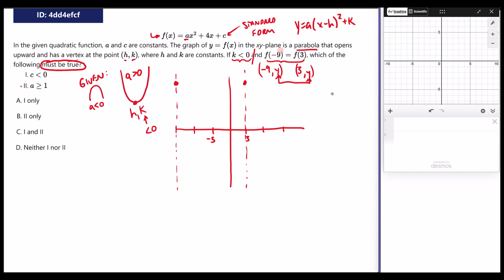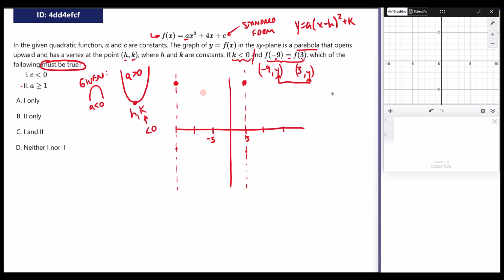That's what this equation tells us, that there are 2 y values, one at an x value of -9 and another at an x value of 3, that are equal to each other. And we also know that a parabola is, now by the way, I'm placing those y values at a random spot. Technically, they could be down here, they could be on the x-axis for all we know.